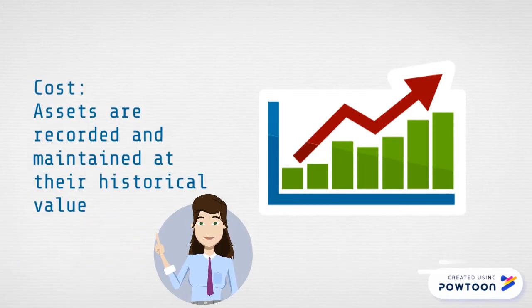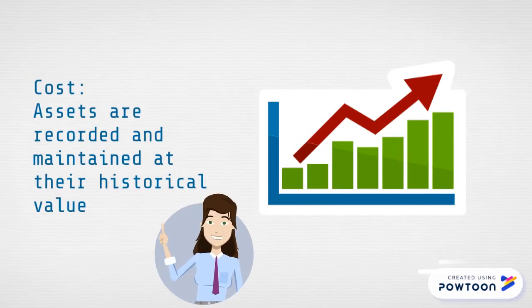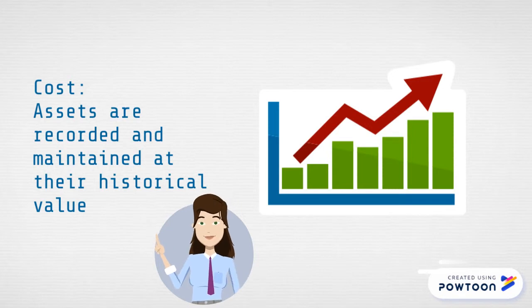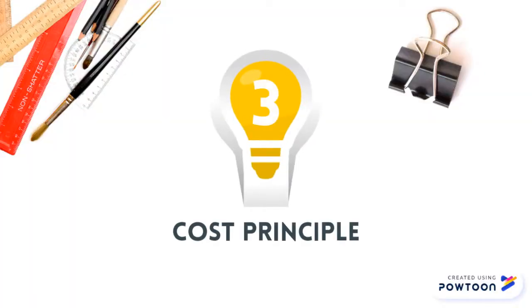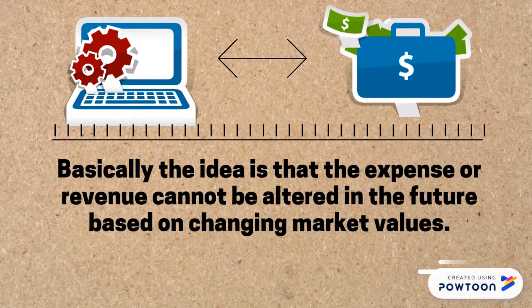And the cost principle, which we will be covering in more detail today, states that assets must be recorded at their historical value, not market values. So, for the cost principle, basically the idea is that the expense or revenue cannot be altered in the future based on changing market values today.